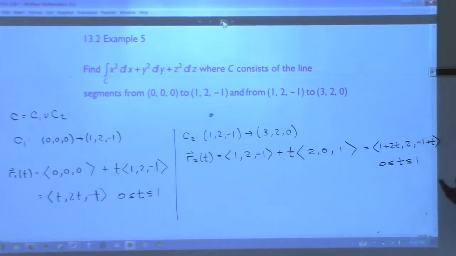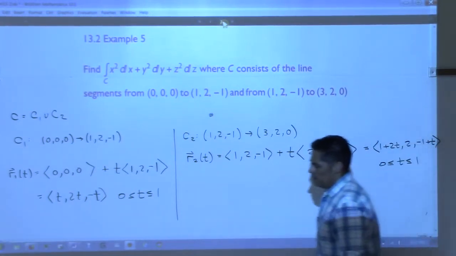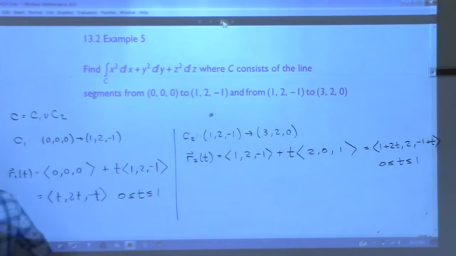So any questions on those? Are we good with the line segments now? 2 or 3-dimensional? Got them? Okay, so now let's try and write this integral down. And we'll move on. Brenda, I guess you're up.